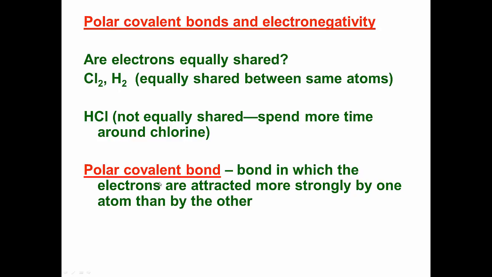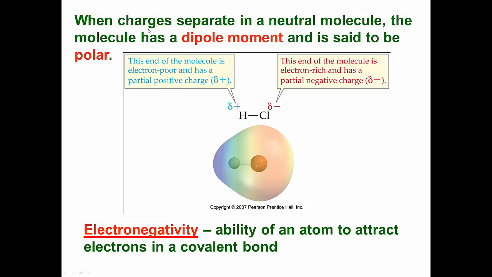So this is where polar covalent bonds come in. A polar covalent bond is a bond in which the electrons are attracted more strongly by one atom than by the other. When charges separate in a neutral molecule, the molecule has what we call a dipole moment and is said to be polar. So because the chlorine is pulling those electrons towards itself, that's creating a partial positive charge on the hydrogen and a partial negative charge on the chlorine.